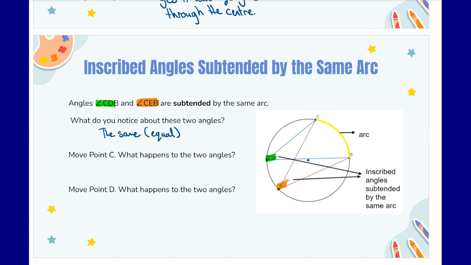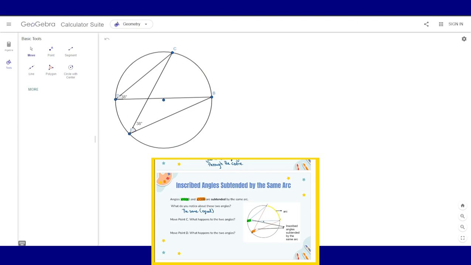Now we want to look at if I move point C, if I move any part of the arc, is it going to change the angles? Or what's going to happen to the angles? Is this property going to stay the same, or is something going to happen? So again, let's go to our interactive. Let's move point C first. So let's move part of this arc. And we can see the angles are staying the same.